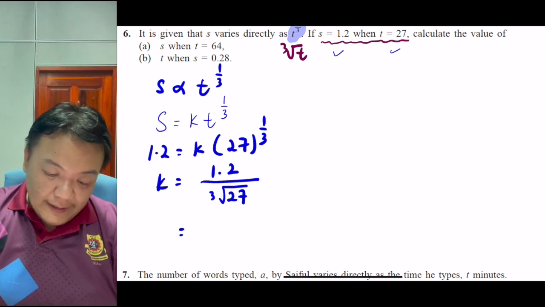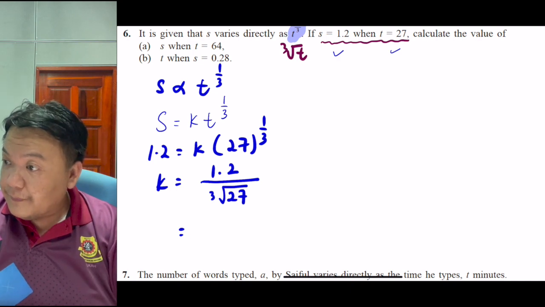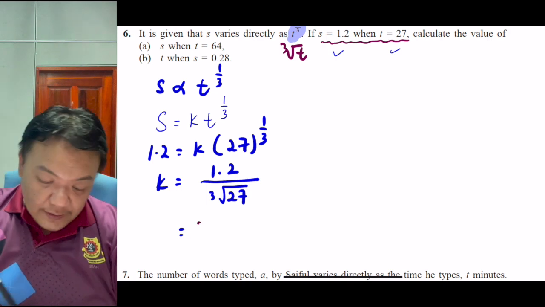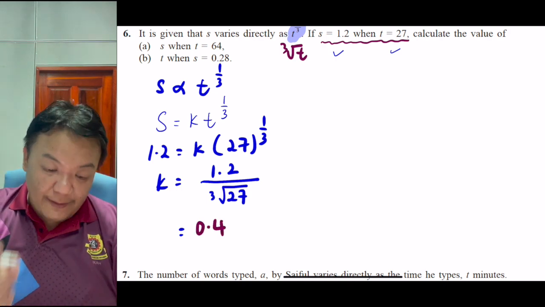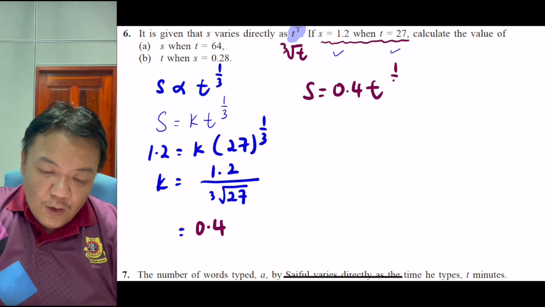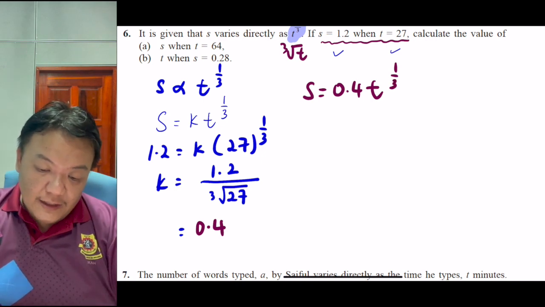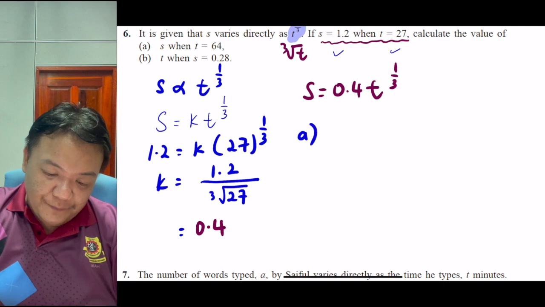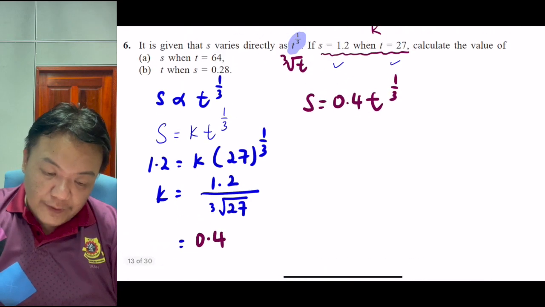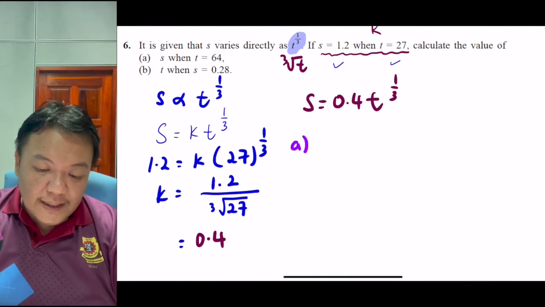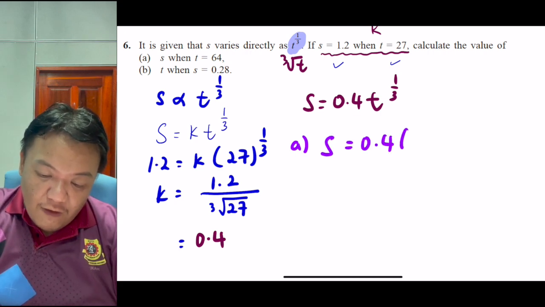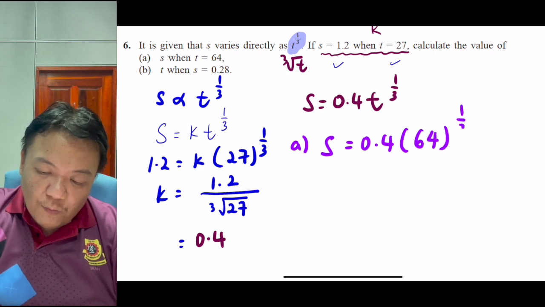Then you press your calculator. So you will get k is equals to 0.4. Then write back the value of k into the equation. So s is equals to 0.4 t power of 1 over 3. Then you can answer the first question, A. I try to use another color, purple. So A, s when t is equals to 64. So substitute s equals to 0.4 times 64 power of 1 over 3.